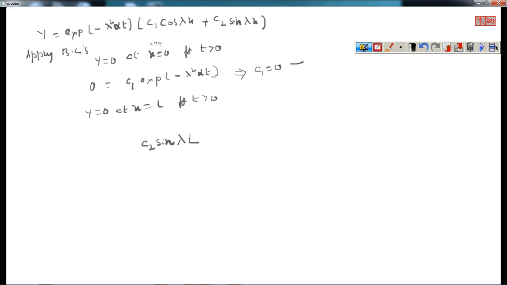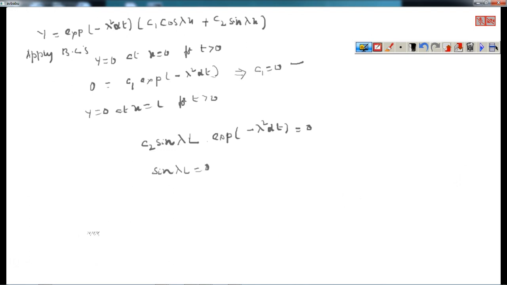Anyway, C1 is 0, therefore C2 sin lambda L into exponent of minus lambda square alpha t is equal to 0. If C1 C2 is equal to 0, then there is no solution. Now, C2 cannot be 0, and the exponential term also cannot be 0, therefore only sin lambda L is equal to 0 from this equation.